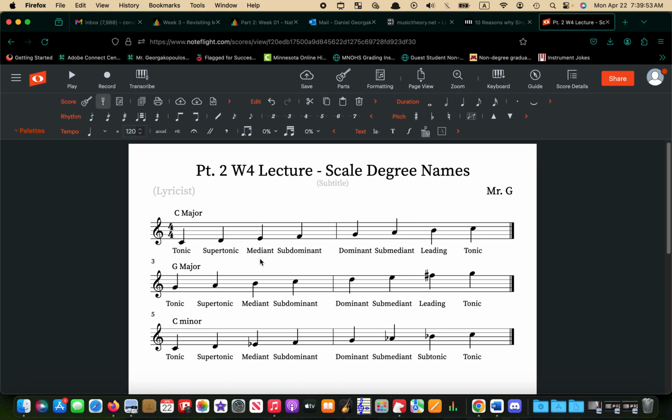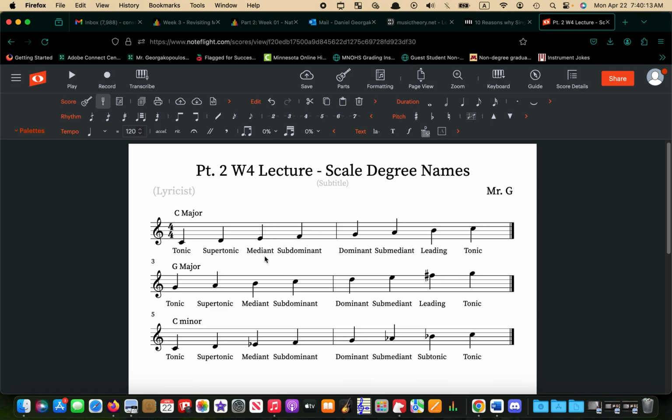Mediant, this is the middle. Scale degree 3 is the middle of what exactly? I'll explain that in a little bit. Scale degree 4 is the subdominant. Sub in this case meaning below. So this is below the dominant, scale degree 5. In this case it's G.